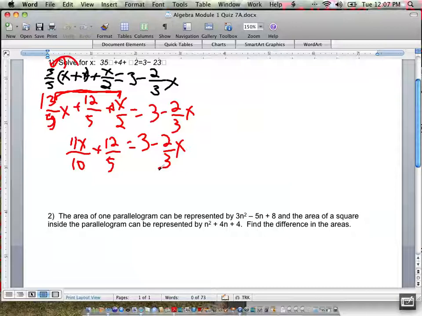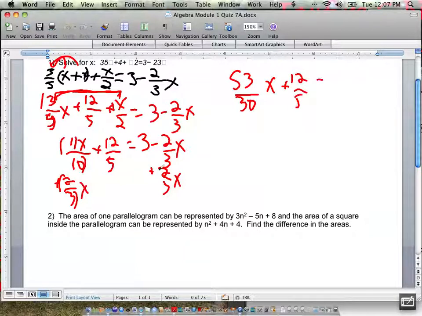Now, the next thing I'm going to do is add 2/3 x to both sides. And again, it's just using the calculator. Parenthesis 11 divided by 10 parenthesis, there they are, plus parenthesis 2 divided by 3 parenthesis. Off the top of my head, this is going to come out to 33 over 30, and this is going to come out to 20 over 30. That's adding it up, I get 53/30 x. Okay, and then the last thing I need to do is plus 12/5 is equal to 3.